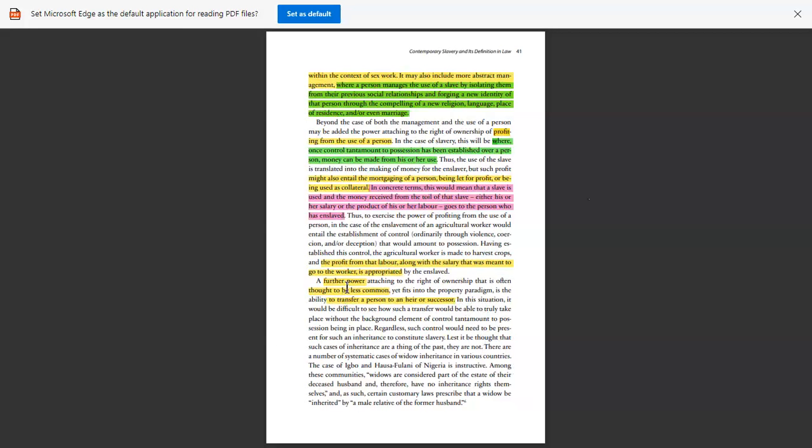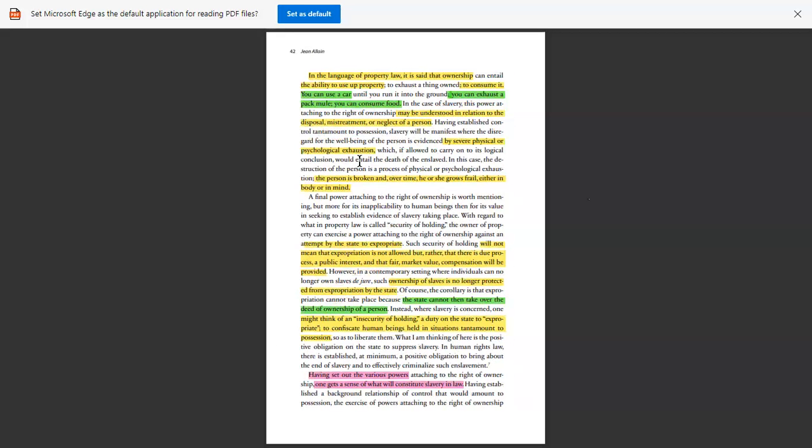So this is a further power. It's thought to be less common, yet in reality, it fits into the property paradigm, and that is actually way more common, and that's why they point out that it's thought to be less common. In the language of property law, it is said that ownership is the ability to use up property, to exhaust a thing, to consume it.